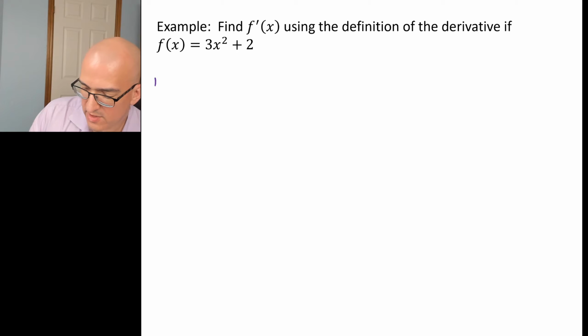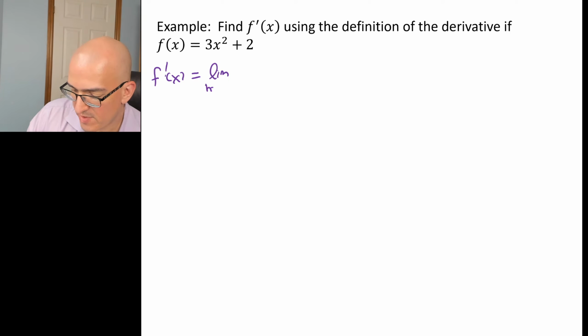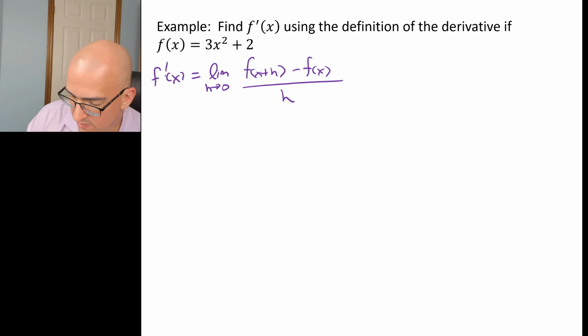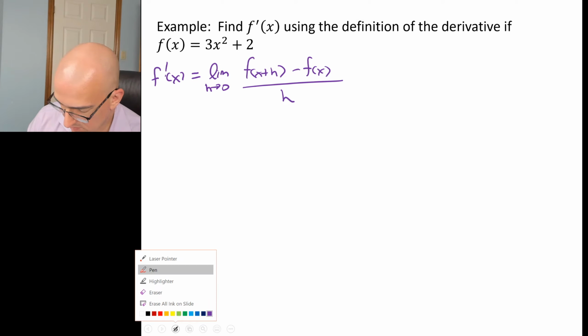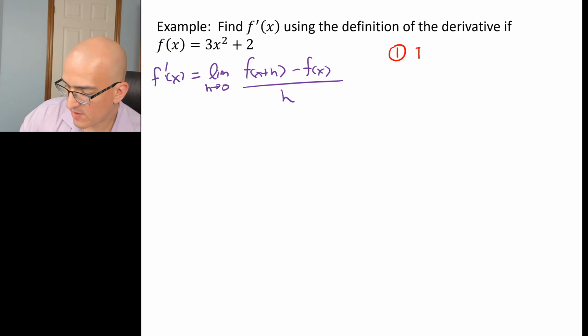So our goal is to have all the ingredients we need to define the derivative in terms of the following limit: as h approaches 0 of f of x plus h minus f of x all over h. So step 1 is I'm going to find f of x plus h.